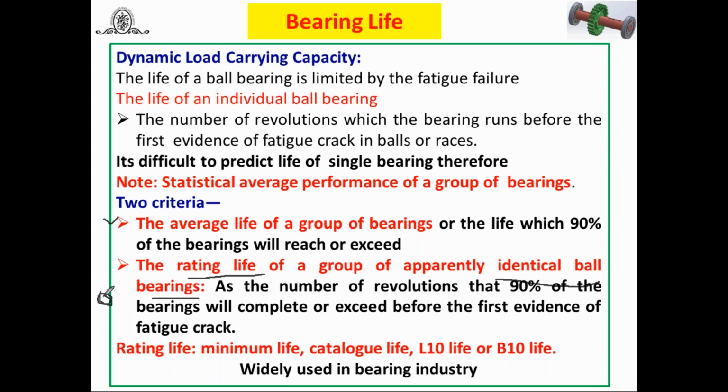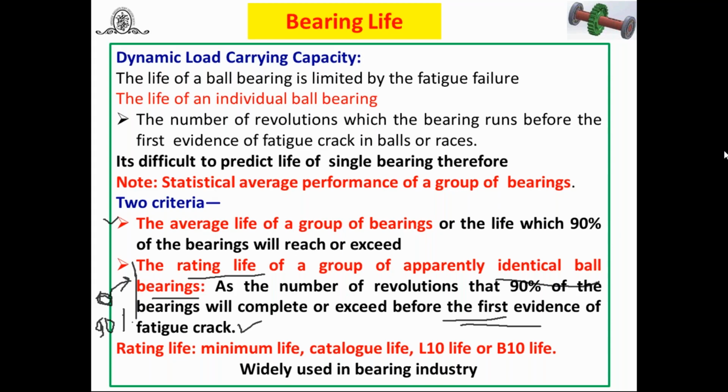Suppose 100 bearings of the same group are manufactured, then you can check how many bearings, out of this 100, 90% of the bearings should complete or exceed the number of revolutions before the first evidence of fatigue crack or failure. Try to understand. So this is the correct rated life of the bearing generally used in industry.